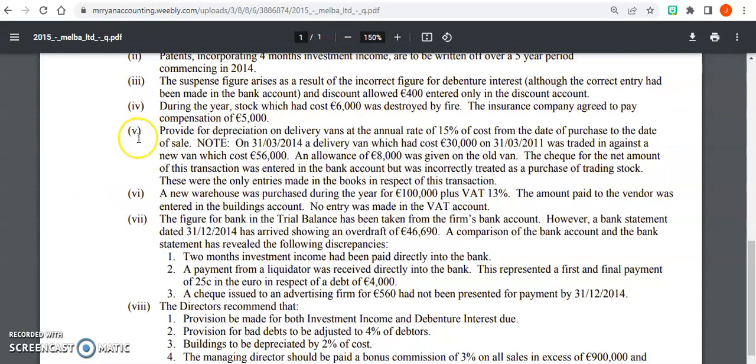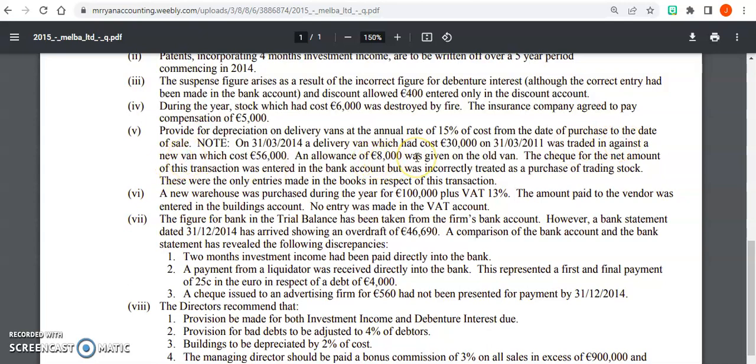Okay, so let's have a look at the fifth adjustment for Melba Ltd 2015 company account. So this is the depreciation question or depreciation adjustment. So provide for depreciation on delivery vans at an annual rate of 15% of cost from the date of purchase to the date of sale.